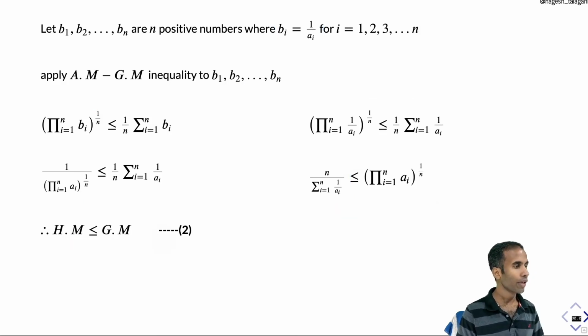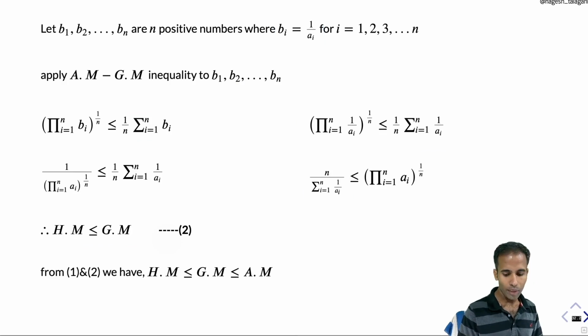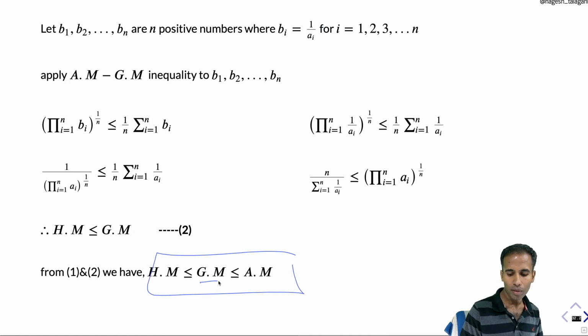So from 1 and 2, we finally have harmonic mean less than or equal to geometric mean, which is less than or equal to arithmetic mean. Okay, this is the proof using Jensen's inequality.